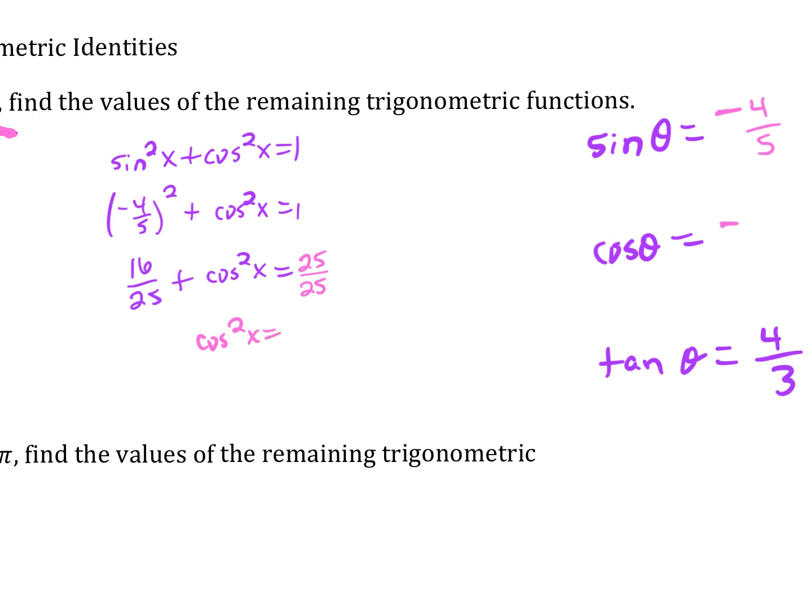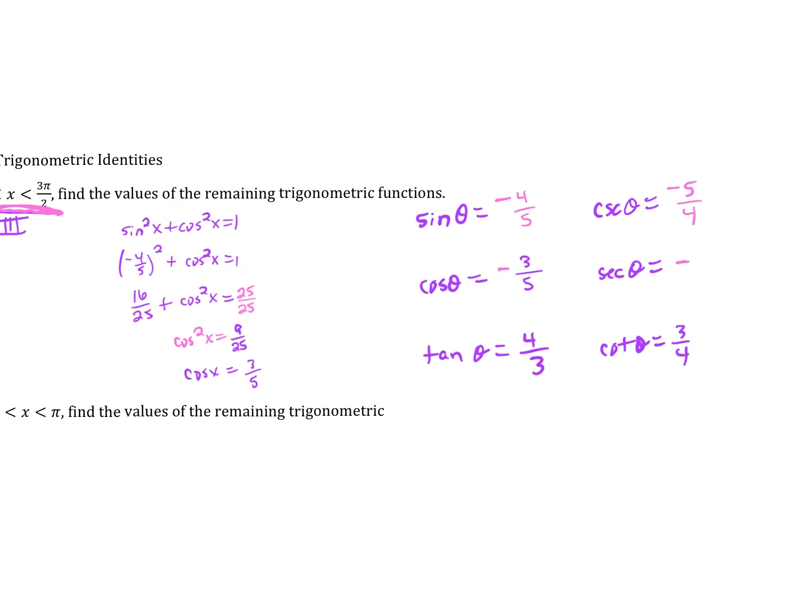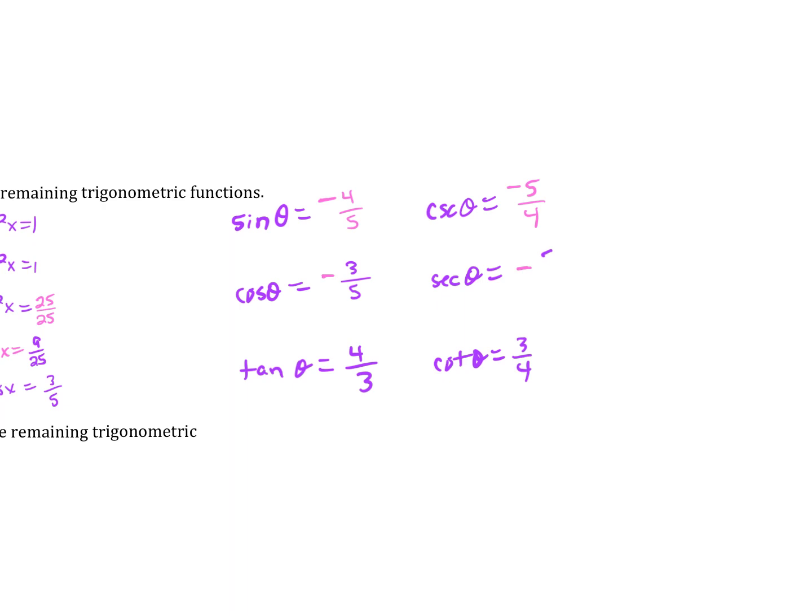Because if I do 25 minus 16, I get 9/25. And so my cosine value, I'm taking the square root. So the square root of 9 is 3, square root of 25 is 5. So I get my 3/5 for my cosine, and then my secant is 5/3. That was about to look good.